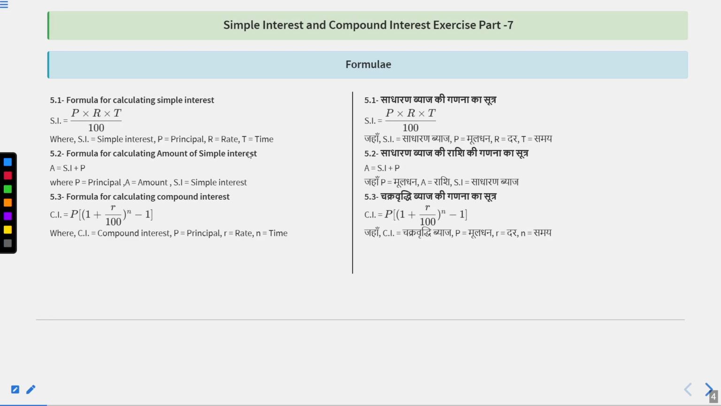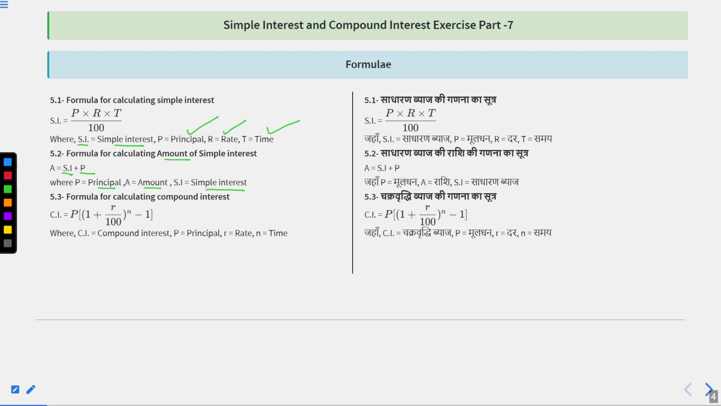Now first see some formula related to simple interest and compound interest. Now the first formula of simple interest will be PRT upon 100. So SI denotes simple interest, P is the principal amount, R is the rate of interest and T is time. So what will be the amount? Amount will always be simple interest plus principal. So P represents principal, A represents amount and SI represents simple interest.